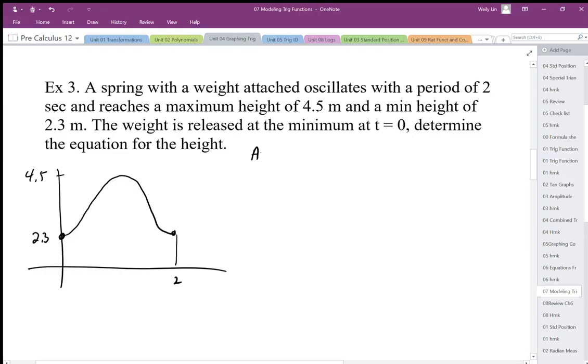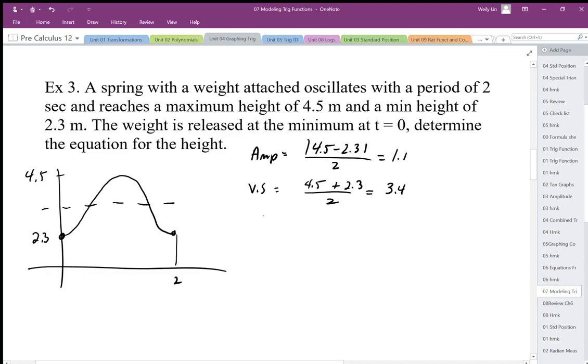I need amplitude. Okay, so again, amplitude is going to be half the distance. Distance meaning we're going to subtract those coordinates, 4.5 and 2.3, and divide it by 2. So we get an amplitude of 1.1. My vertical shift is going to be the middle or the average. So I'm going to take those y coordinates and find the average of those two y coordinates. So I'm getting 6.8, so 3.4.